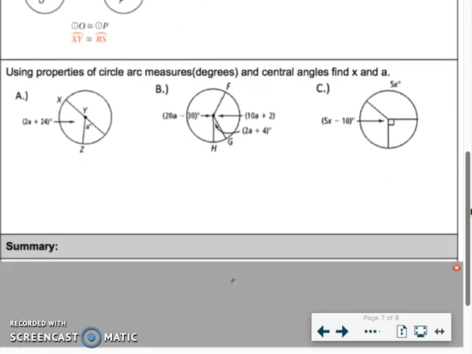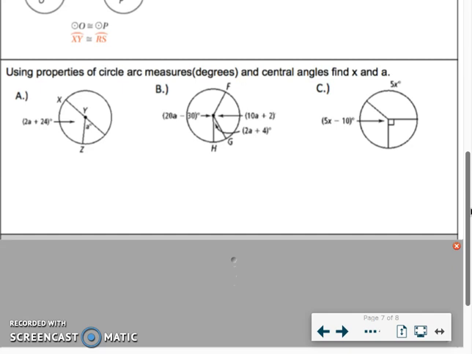All right, last idea here. This is more like the first example. We're looking to find some variables here with what we're given. All right, so they want to find the variable a in this first one here. So all I know is that I have a 2a plus 24 and an a, but they did give us this diameter going through, not the length of it, but we know that that's going through the center.